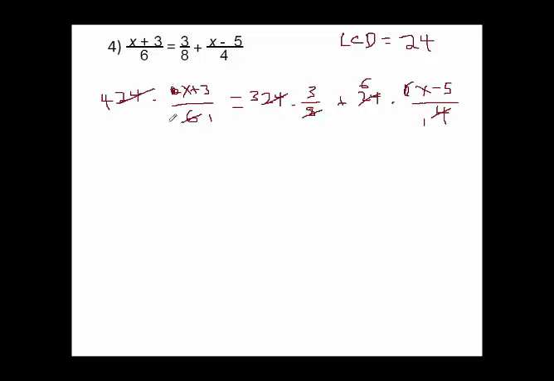So what you're left with over here, everything else is canceled except 4 times x plus 3. Don't write 4x plus 3 because it's 4 times the entire term. It's 4 times the entire x plus 3.